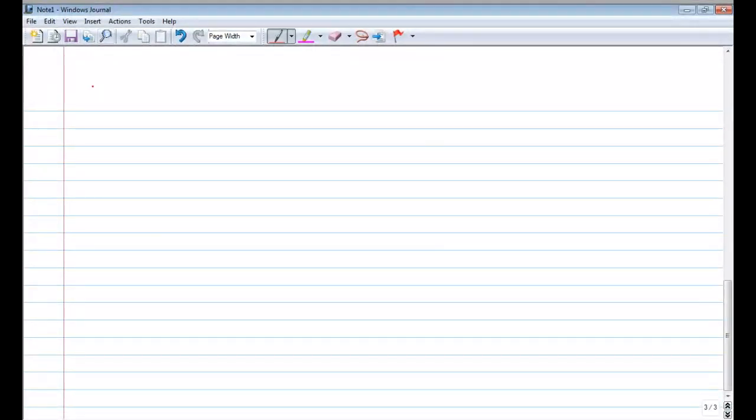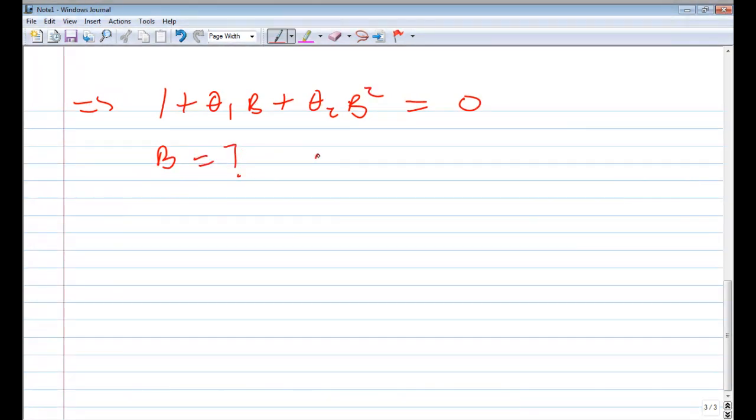So then you take everything within the brackets, which is equivalent to 1 plus theta 1 B plus theta 2 B squared. Then you equate it to 0. As you see, it's a parabola. Obviously, you're going to have two factors. Either B is going to be equal to something, or another B is going to be equal to something. Actually, you're going to have two values, two factors, so to speak.